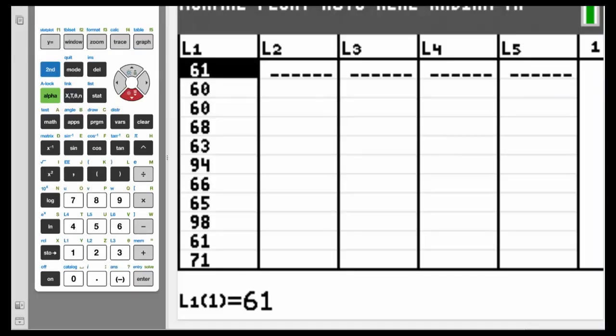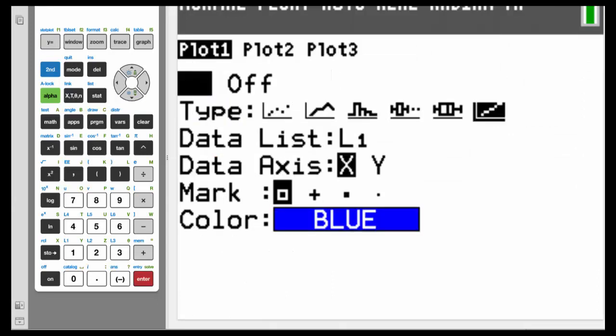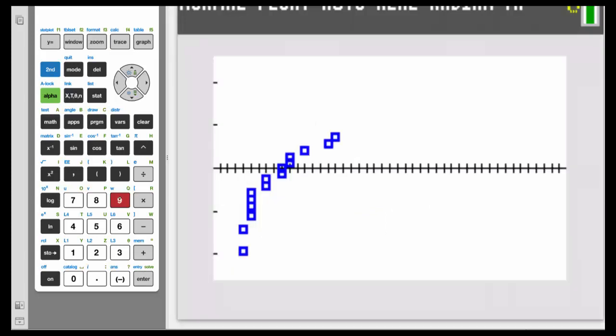Okay, so I put the data values in again for L1. Let's go through this process again. We hit second, y equals. I will go to plot 1. Again, make sure it's on. I'm going to go to the far picture. If you have 2 rows of 3, it'll be on the bottom right. Hit enter. Again, the data list is still L1. X for the data axis is fine. The mark is fine. Once that is all set up, hit zoom, and then number 9 for zoom stat. There's your new normal probability plot.